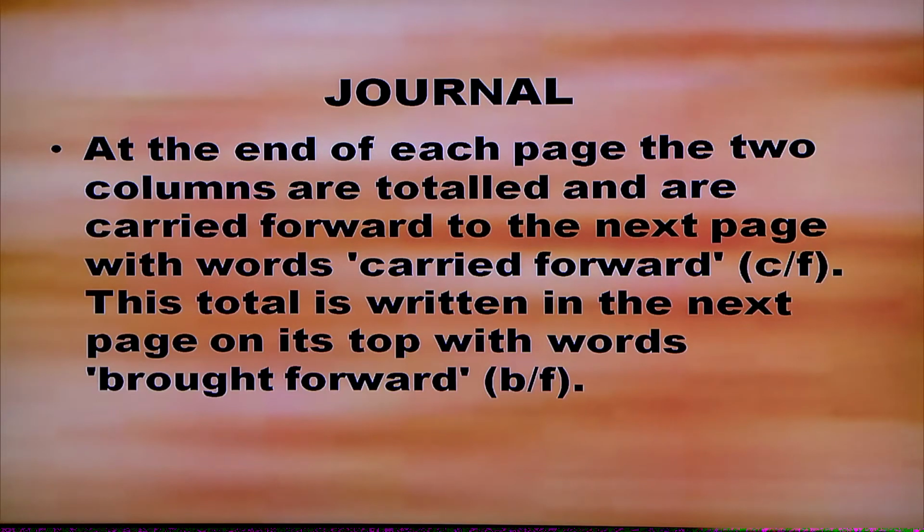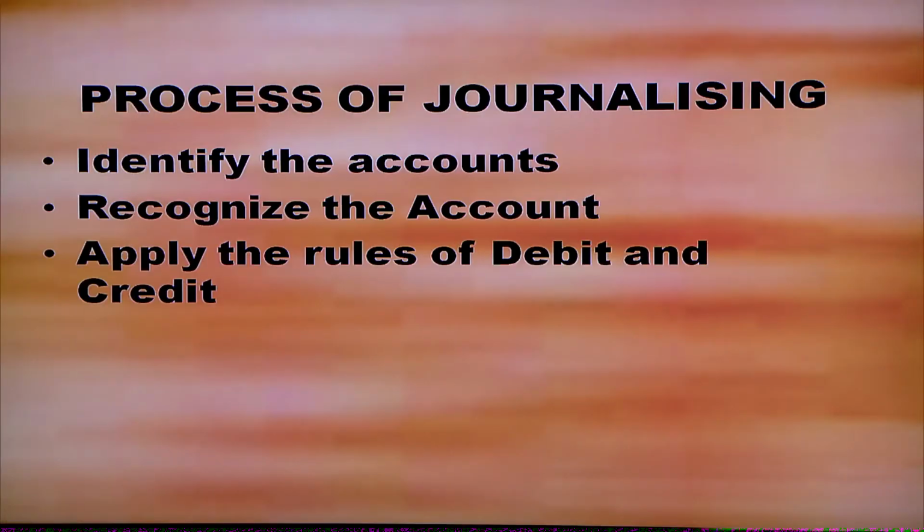At the end of each page, the two columns are totaled. That is, the debit amount column and credit amount column are totaled and are carried forward to the next page. And we will write in this page carried forward, that is C/F. This total is written in the next page, on the top of the next page. There we will write another word known as brought forward. We will write in short form B/F, brought forward. What is the process of journalizing?